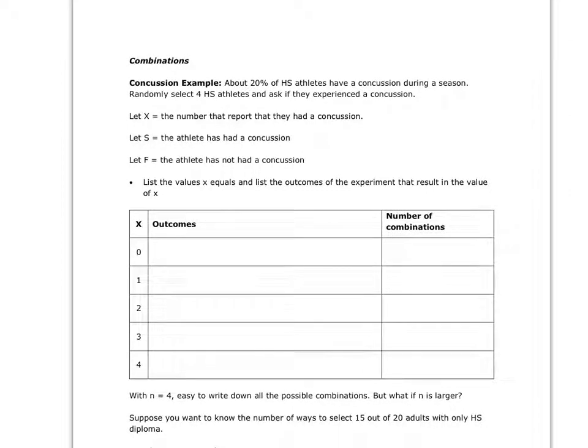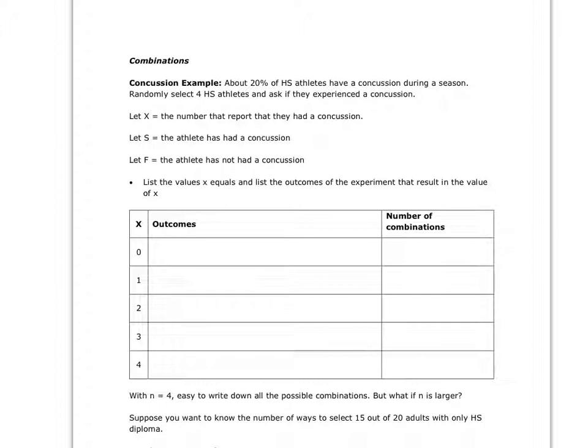Okay, this video is to go over this idea of a combination function that we're going to need when we look at the binomial random variable and its probability distribution function. We're going to take this example about high school athletes and concussions and kind of develop this idea of combinations.